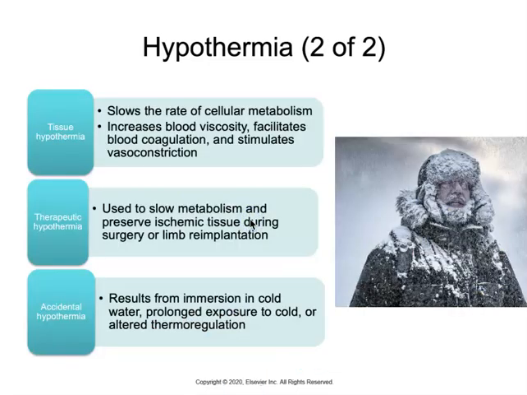Now we have different types of hypothermia. Tissue hypothermia is going to slow the rate of cellular metabolism and is increasing our blood viscosity. It facilitates that blood coagulation we mentioned and stimulates vasoconstriction. When we have our therapeutic hypothermia, this is used to slow down metabolism and preserve ischemic tissue during surgery or limb reimplantation. Our ATP will be preserved with this as well, and we see this used a lot during brain surgery.